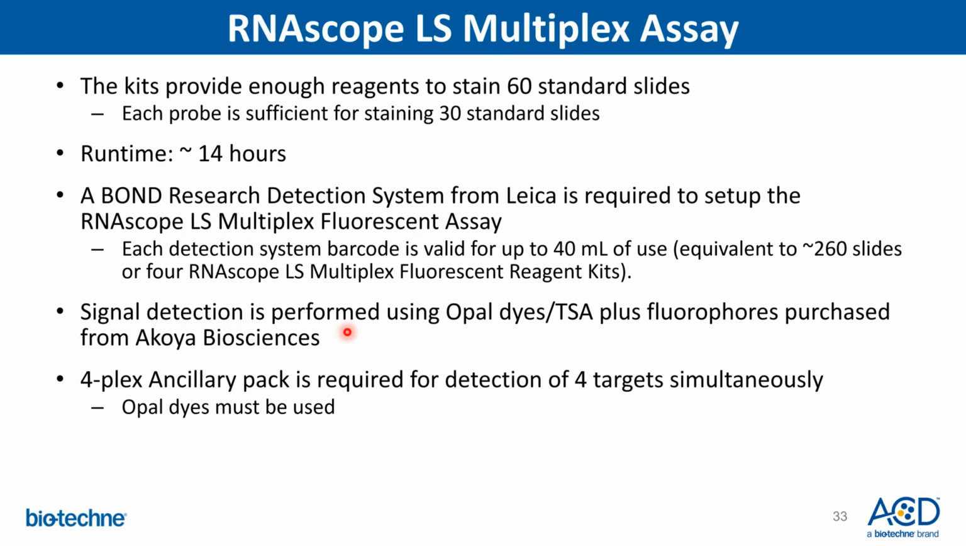The signal detection will be performed using Opal dyes or TSA Plus fluorophores that have to be purchased from Akoya Biosciences. And like the manual option, if you wanted to do the 4-plex detection, you would need the 4-plex Leica ancillary pack to detect the 4 targets. And for the 4-plex assay, you would need to use Opal dyes.